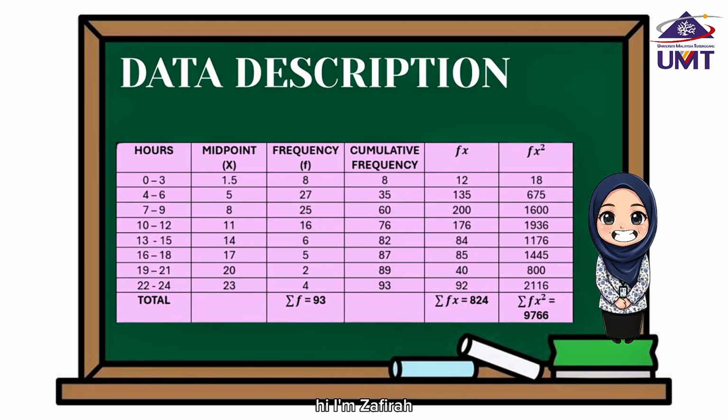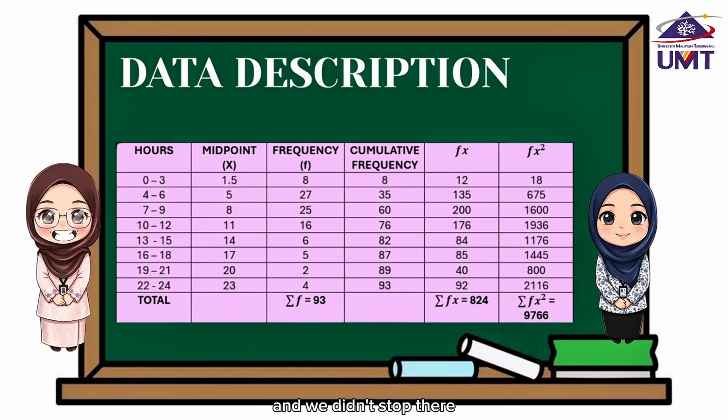Hi, I'm Zafira. I'll be presenting the structure of our group data and what each column represents. To start our data description, we build this group data table. This table is the engine of our project. First, midpoint or X represents the average value of each time interval. Second, frequency or F tells us how many students fall into each time bracket. And lastly, cumulative frequency, which helps us track the total number of students up to each class. This is very important when finding the median and quartiles.